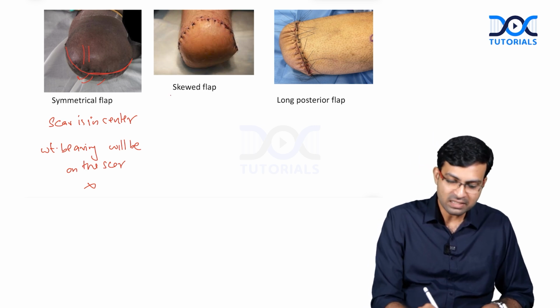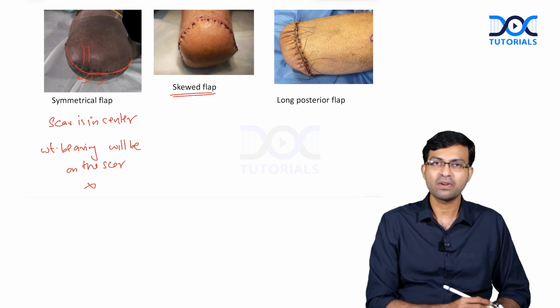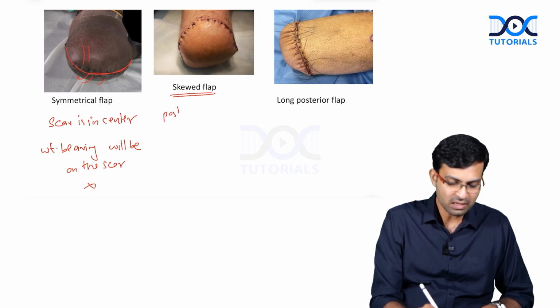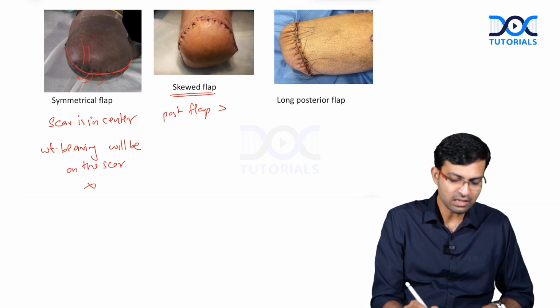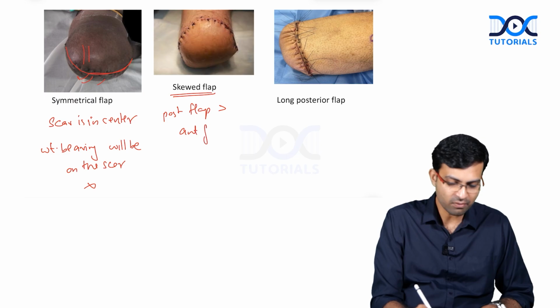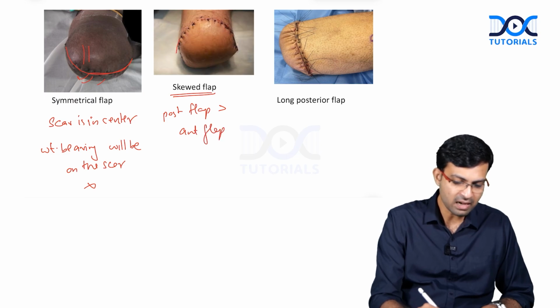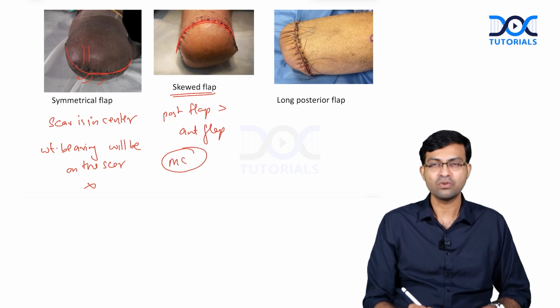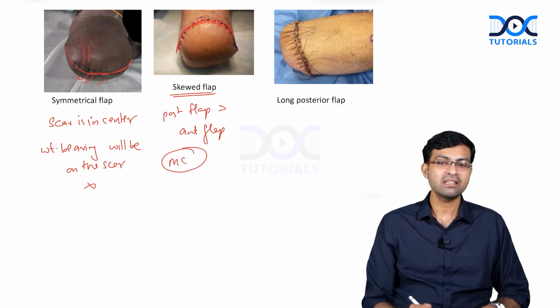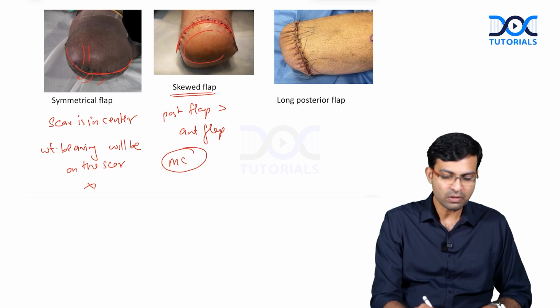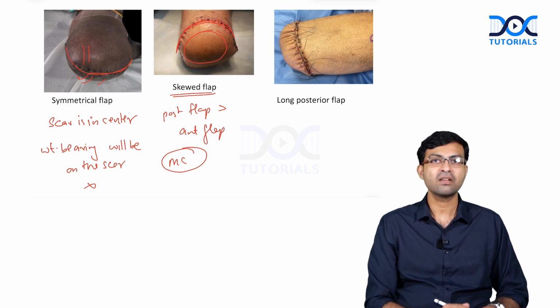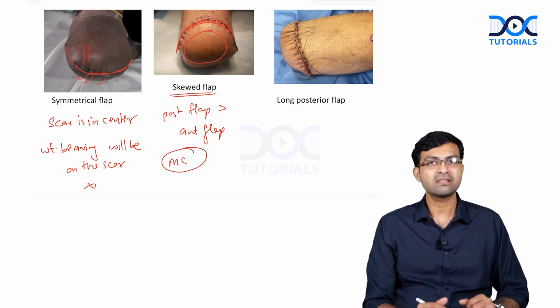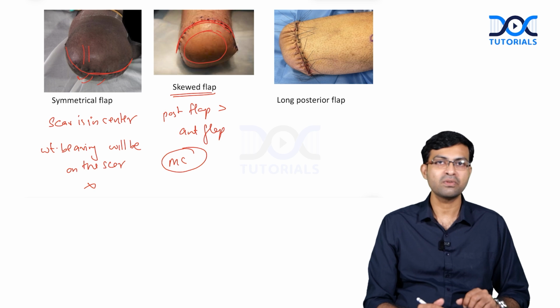What we generally do is a skewed flap. What is a skewed flap? Here the posterior flap is slightly longer than the anterior flap, and you can see the scar will come anteriorly like this, and this is the most common type of flap that we use. So what is the advantage here? You can see a nice, beautiful, soft weight bearing area here. So whenever we are putting a prosthesis, the patient would be very comfortable to walk on it.